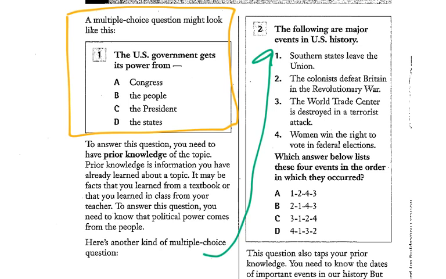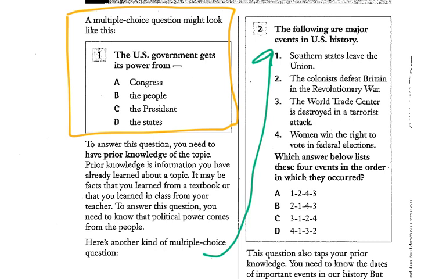Number 2, the following are major events in U.S. history. Number 1, Southern states leave the Union. Number 2, the colonists defeat Britain in the Revolutionary War. Number 3, the World Trade Center is destroyed in a terrorist attack. Or number 4, women win the right to vote in federal elections. So, which answer below lists these 4 events in the order in which they occurred? So you have 1, 2, 4, 3; 2, 1, 4, 3; 3, 1, 2, 4; or 4, 1, 3, 2.